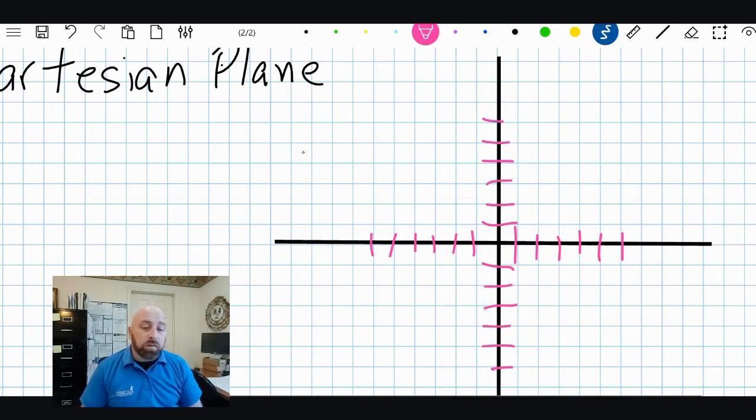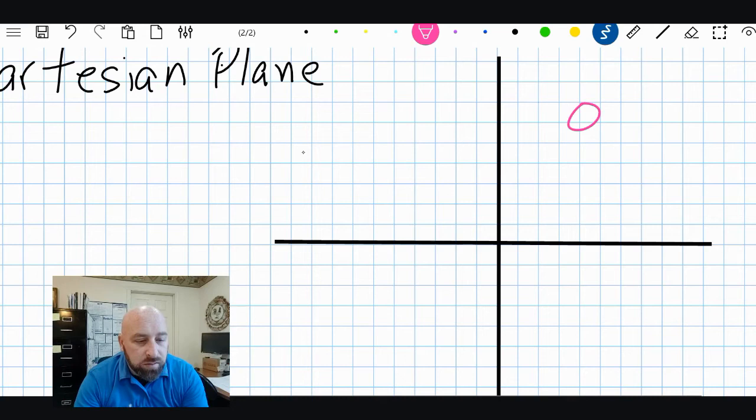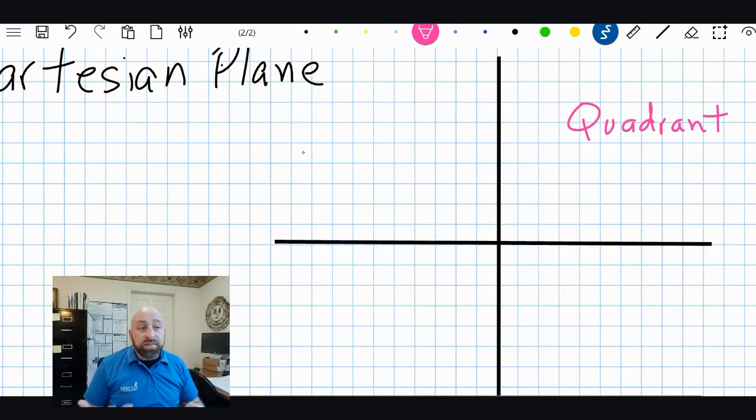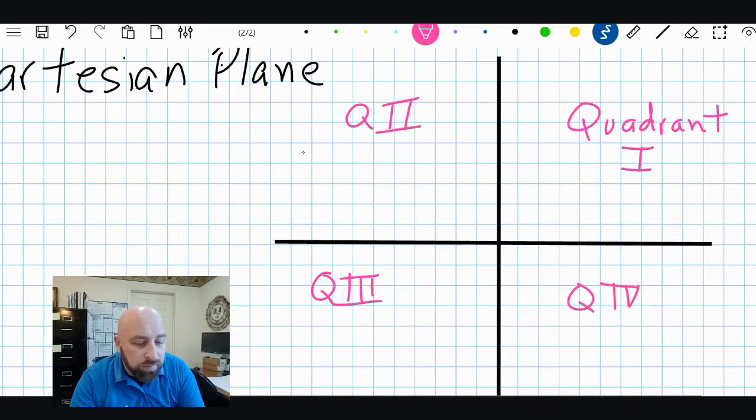Now, what we'll do is, let me go ahead and take those back off there real quick. I think you can see those little blue lines, but I just wanted to show you that real fast. All right, so a couple things about the Cartesian plane that we have to know. The first thing is there are what's called quadrants. Now, there are 4 quadrants. So this is quadrant number 1. This would be quadrant number 2. This is quadrant number 3. And this one over here is quadrant number 4.